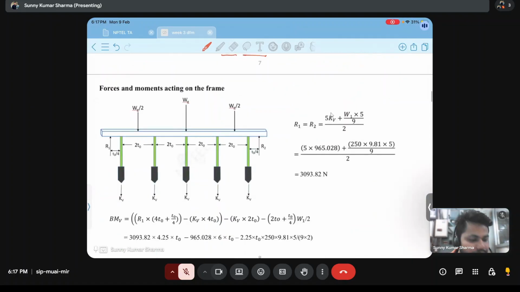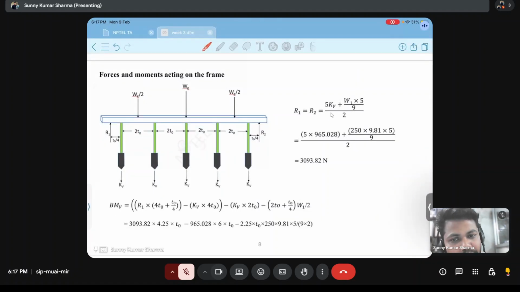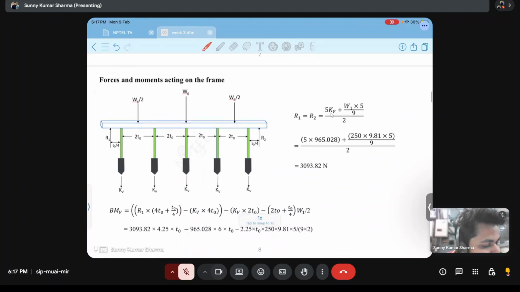After this, we will move to design of frame. For designing a frame, also here we need to know what is the bending moment or torsion moment acting on this frame. So bending moment will act majorly due to the vertical soil resistance force and the weight of this frame, its own weight.